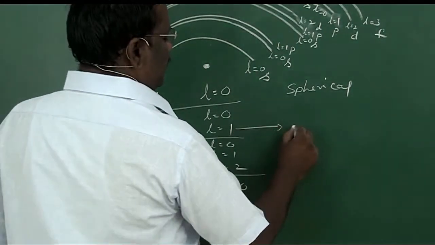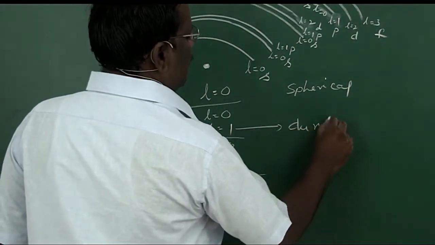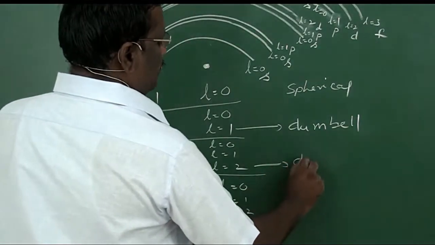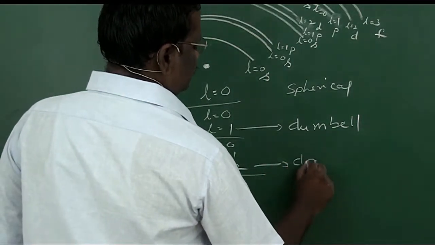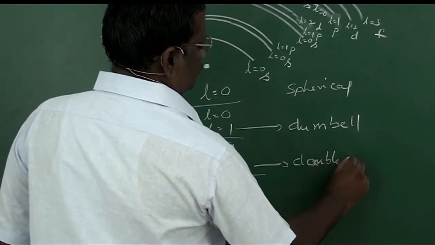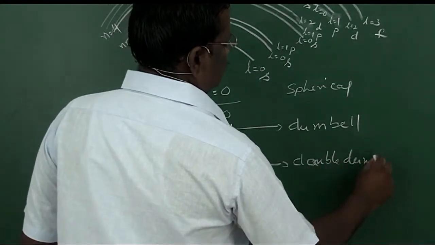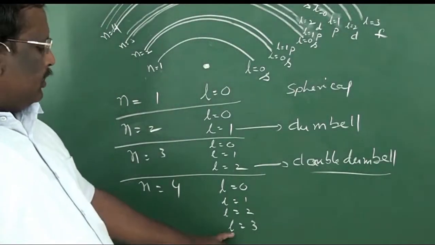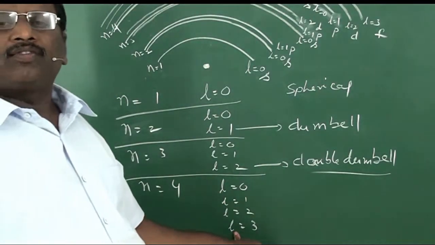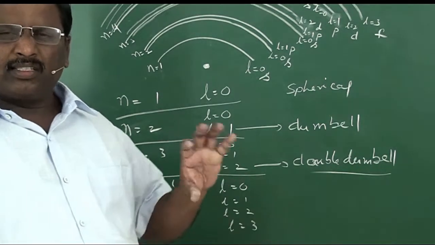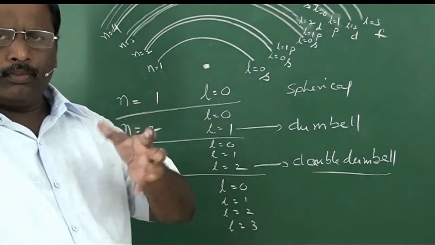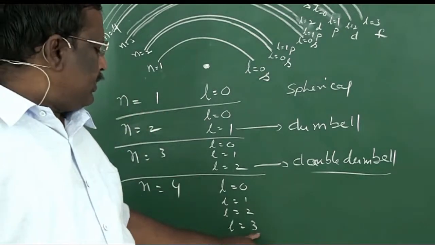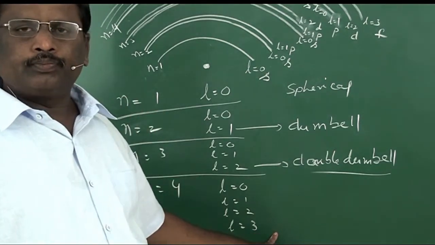If l is equal to 1, the shape is dumbbell. l is equal to 2, this is double dumbbell. And here you have 3 dumbbells for l is equal to 3. That means it's complicated to explain the shape. The shape is very complicated. That's why it has 6 lobes.